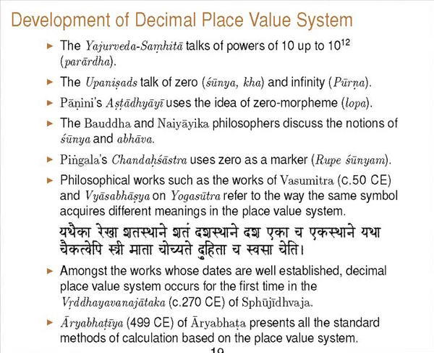Now, soon enough the idea of place value system became so common that philosophical works such as Vasumitra's Buddhist text, and even commentaries on Yoga Sutra, started explaining the speciality of the place value system. Here is a quotation from the Vyasa Bhashya on Yoga Sutras. Yathaika rekha shatasthane shatam dashasthane dasha eka cha ekasthane yata chaikatvepi stri mata chochyate duhita cha swasacheti.